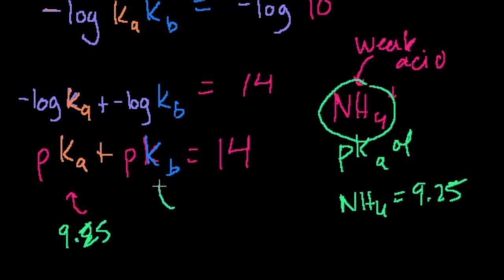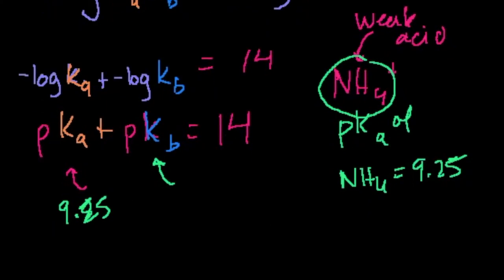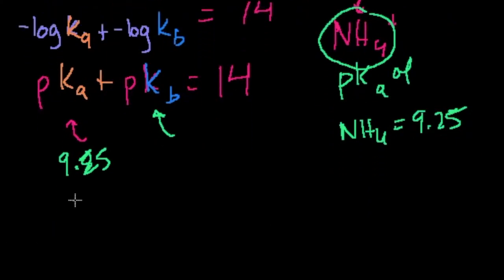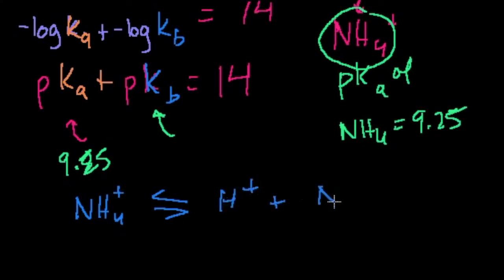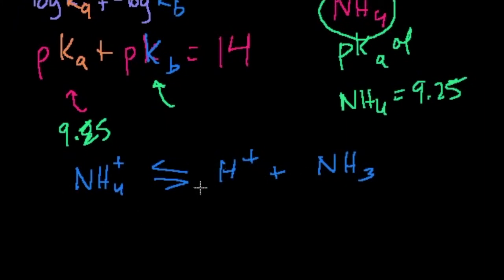So what is going to be the pKb for ammonia? Let me write that reaction down. So this is NH4 plus in equilibrium. It can get rid of one of its hydrogen protons, and you're just left with ammonia. So this is the acidic reaction, so this is what the pKa is associated with. So the negative log of the equilibrium constant for this reaction is equal to 9.25.